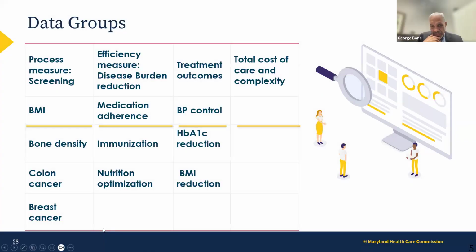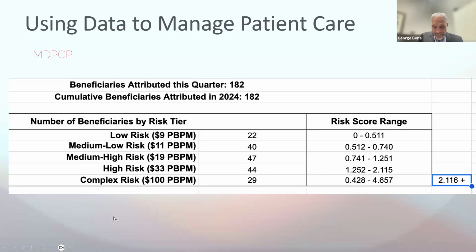The process measures that we look at are BMI, or bone density, cancer screening, colon and breast, efficiency in terms of how we reduce the disease burden, our medication adherence, immunization, nutrition optimization, and the treatment outcomes we primarily focus on are blood pressure control, hemoglobin A1C reduction, and BMI reduction. Next.